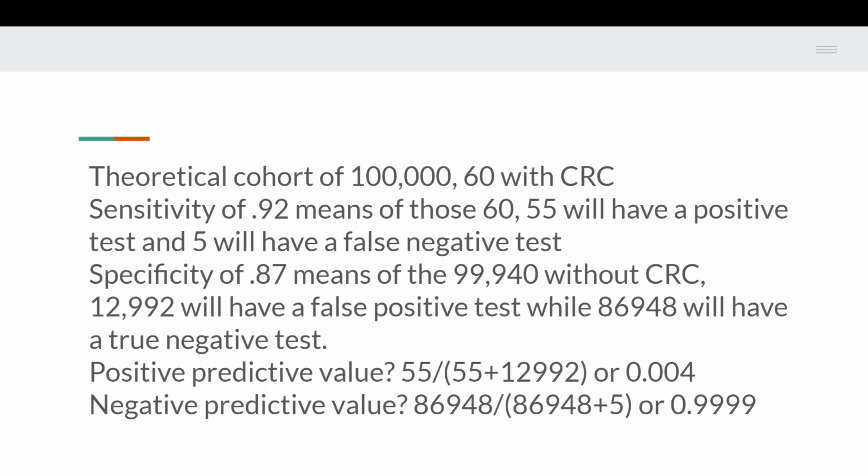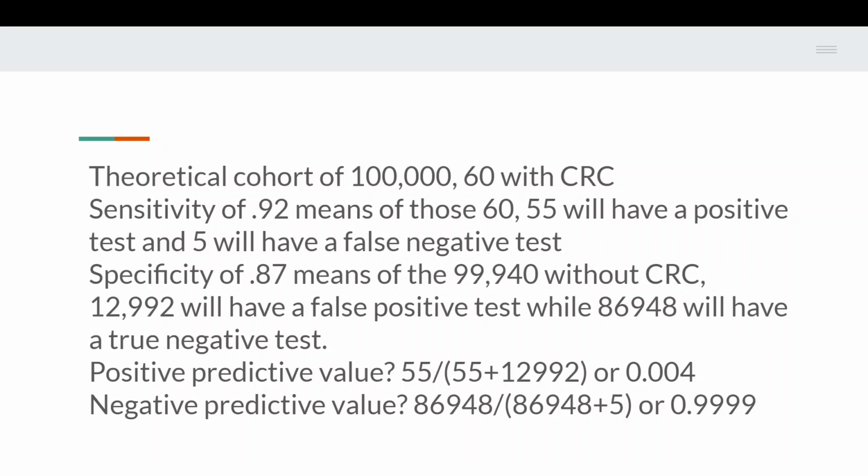The specificity of 0.87 means that of the 99,000 plus that don't have colorectal cancer, you have almost 13,000 that will have false positive tests, while 86,000 and change will have true negative tests. So the positive predictive value is those true positives, 55, over all the positives, which gives you a positive predictive value of 0.004 or 0.4%.